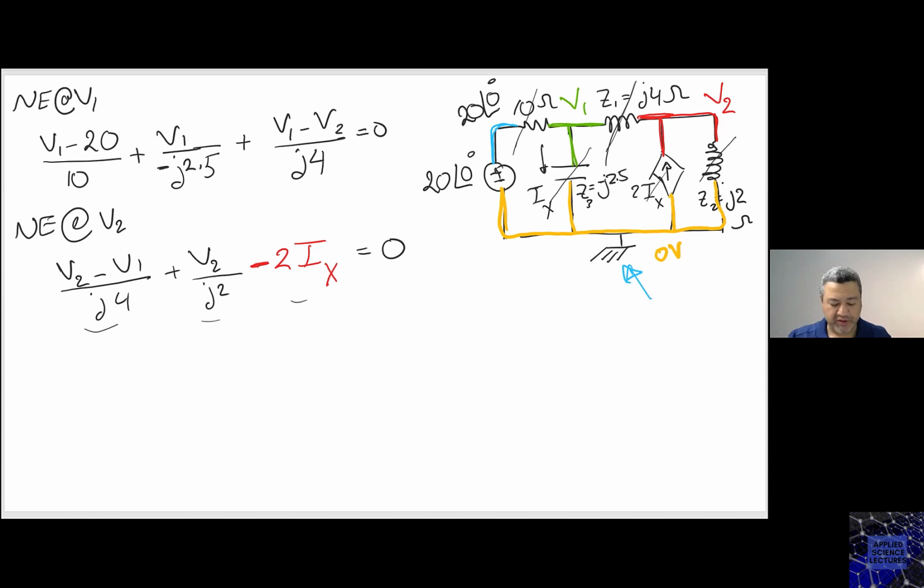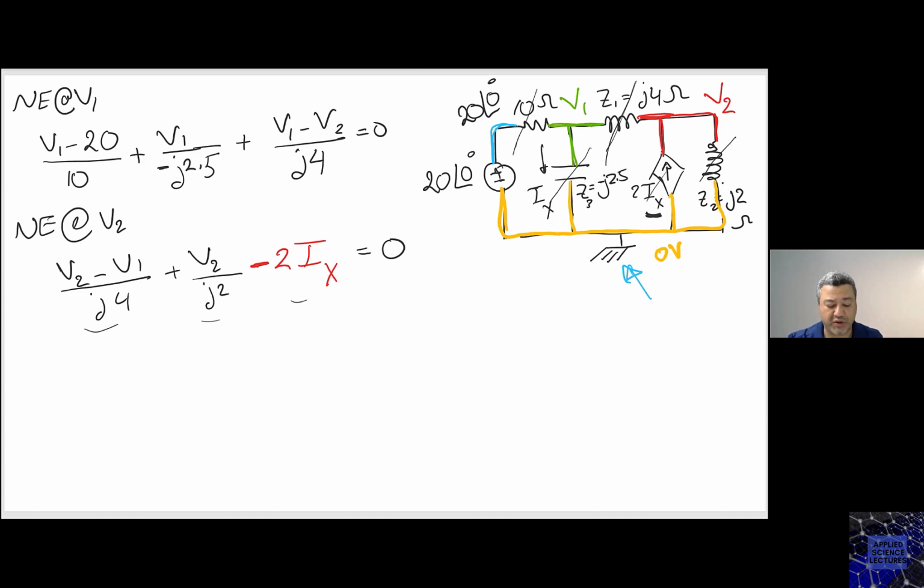We assumed they were at the beginning that they were leaving the node, and that's why we wrote the equation as we added those currents. But now here we have 2ix entering the node, and that's why we wrote it as minus 2ix. Okay, so we're done with the nodal equations. However, because we have a dependent source, this dependent source has introduced for us an extra variable, that is ix.